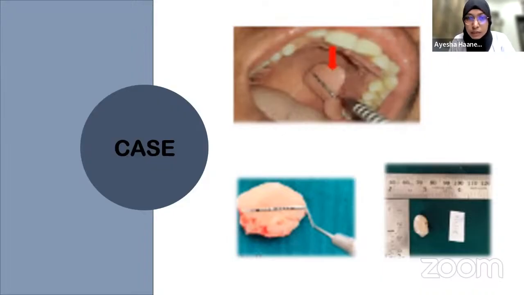A similar case was seen where a 60-year-old female patient presented with a chief complaint of swelling in the hard palate with the size of about 1 centimeter in diameter. On intraoral examination, it was roughly oval in shape with irregular borders. Here are the gross specimens of both the swellings.